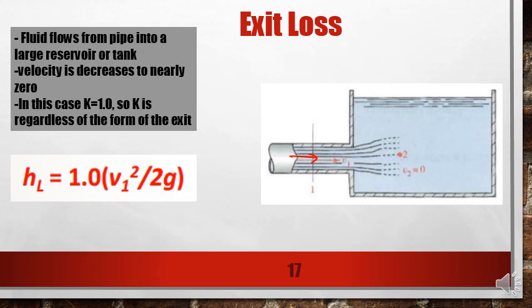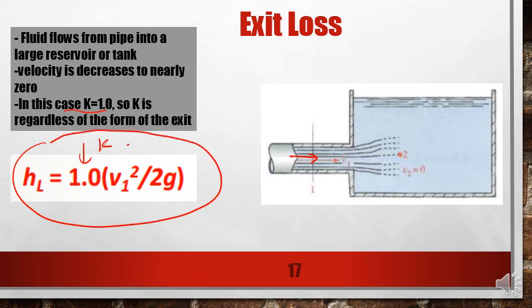So in this case it's very simple. The K here is actually equal to 1. Regardless of the form of the exit here, we keep K as 1. So we can just calculate the HL value directly from this formula. And V here refers to the V1 here.